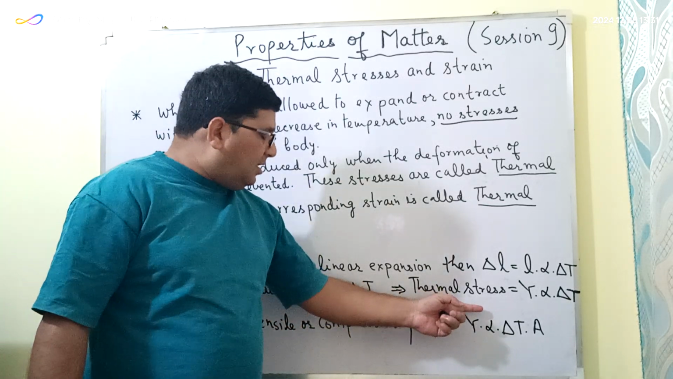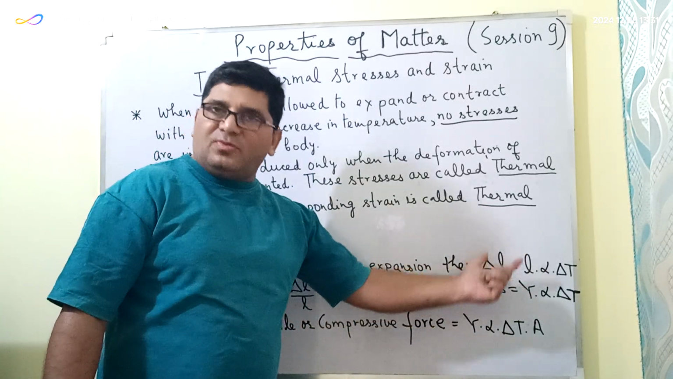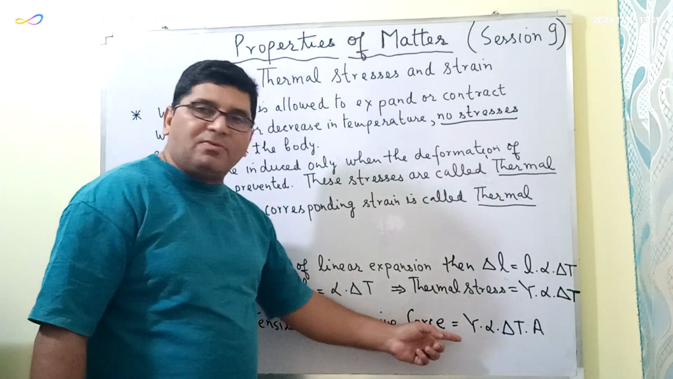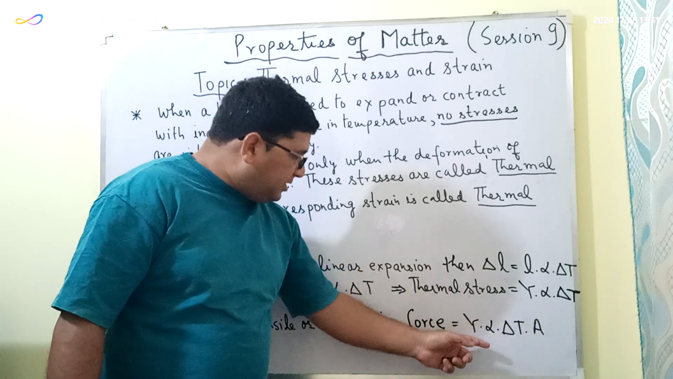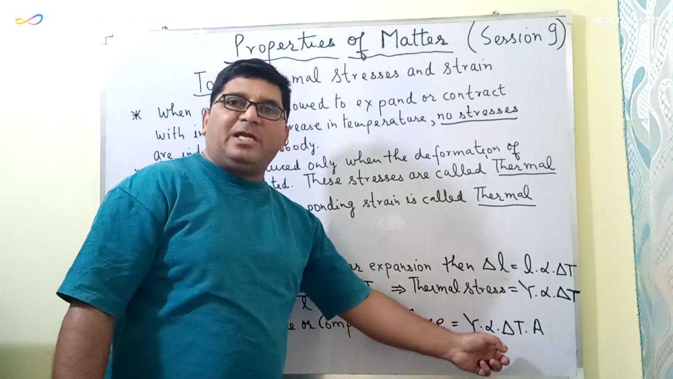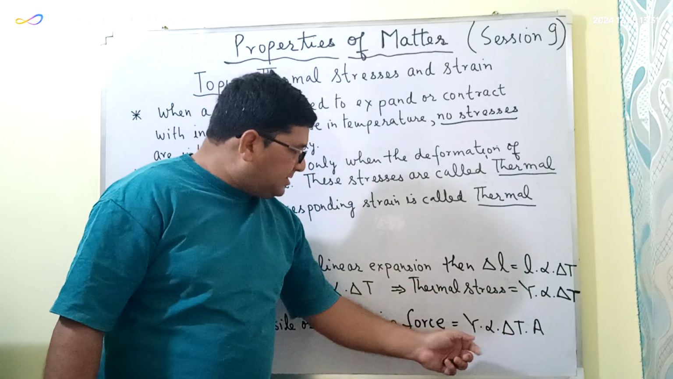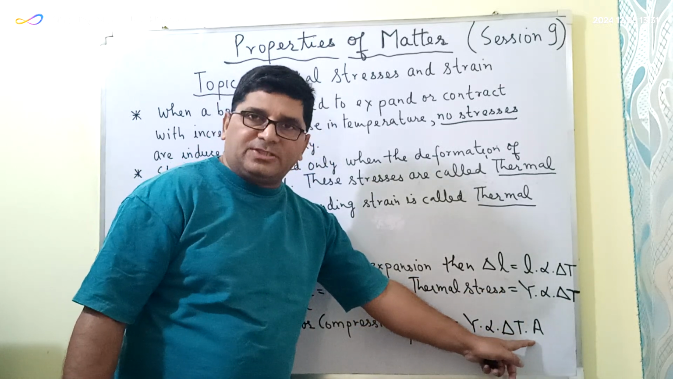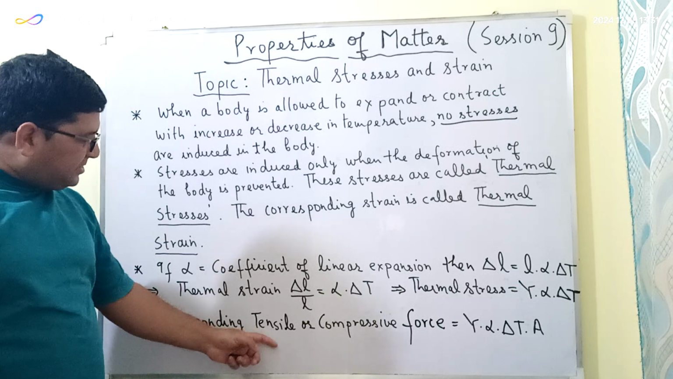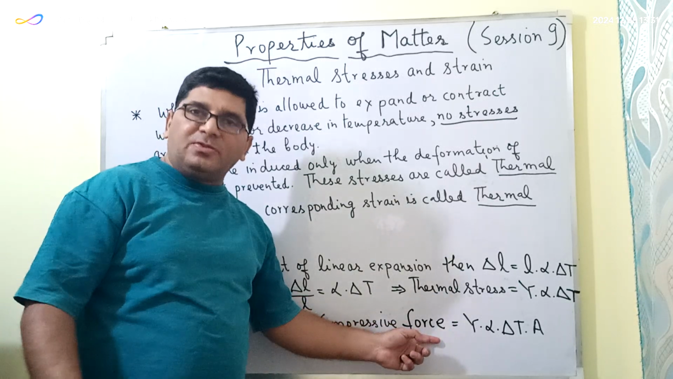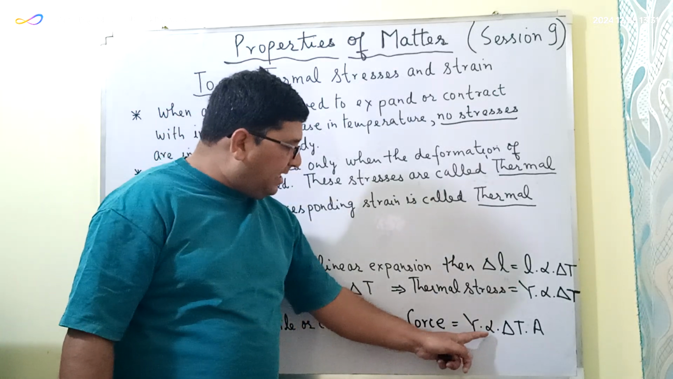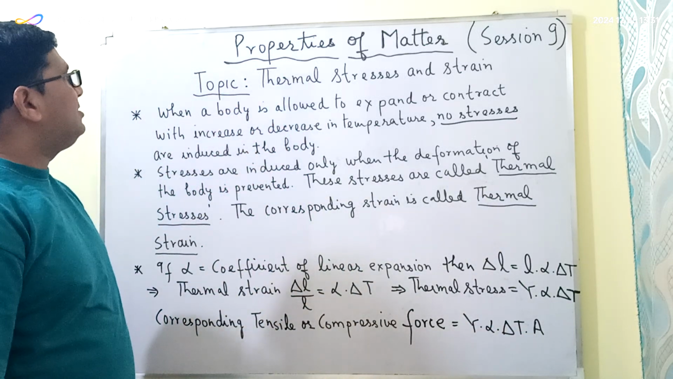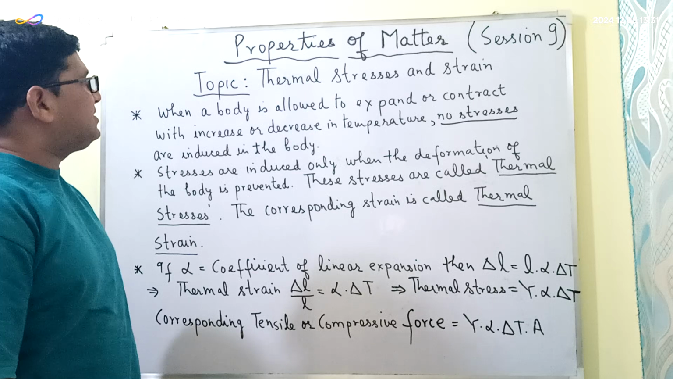Now, we know that stress is equal to force upon area, so the corresponding tensile or compressive force will be equal to the thermal stress multiplied by the area of cross section. The thermal stress is equal to Y alpha delta T, multiplied by the area of cross section. So the corresponding tensile or compressive force produced in the body will be equal to Y alpha delta T into A. So this was a small note on the topic of thermal stresses and strain.